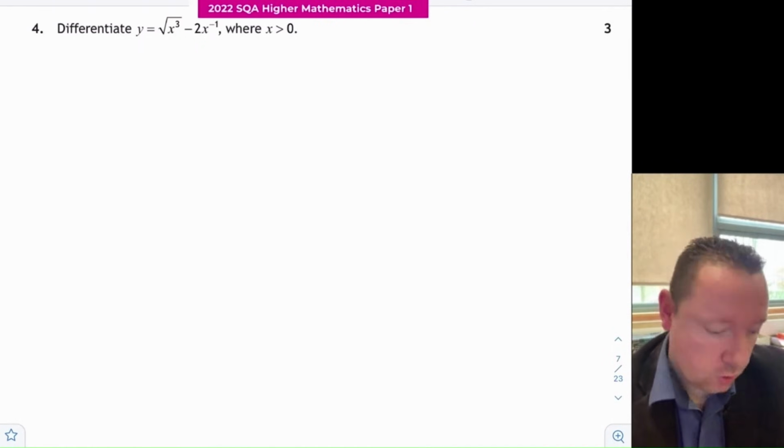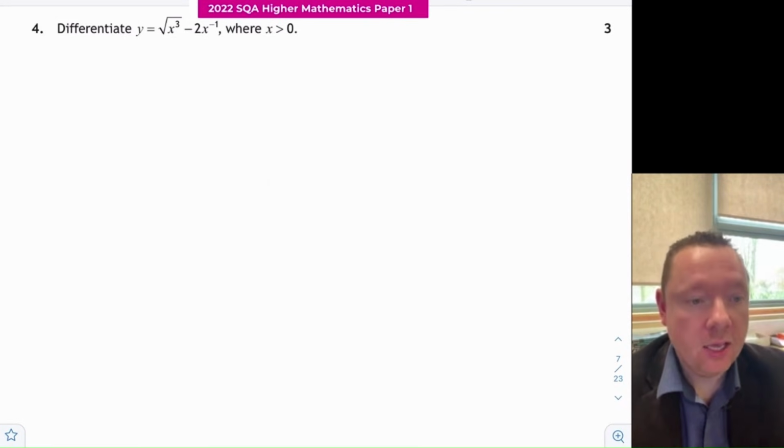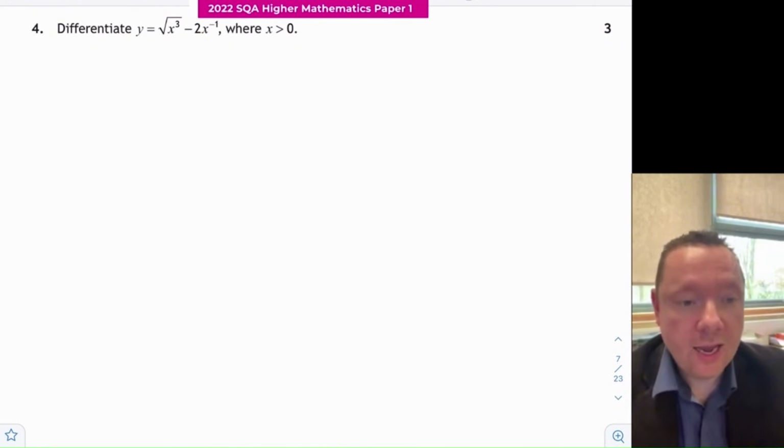2022 Higher Maths, paper 1, question 4. y equals the square root of x cubed minus 2x to the power minus 1, where x is greater than 0. We have to differentiate this expression, so let's get ahead and do that.